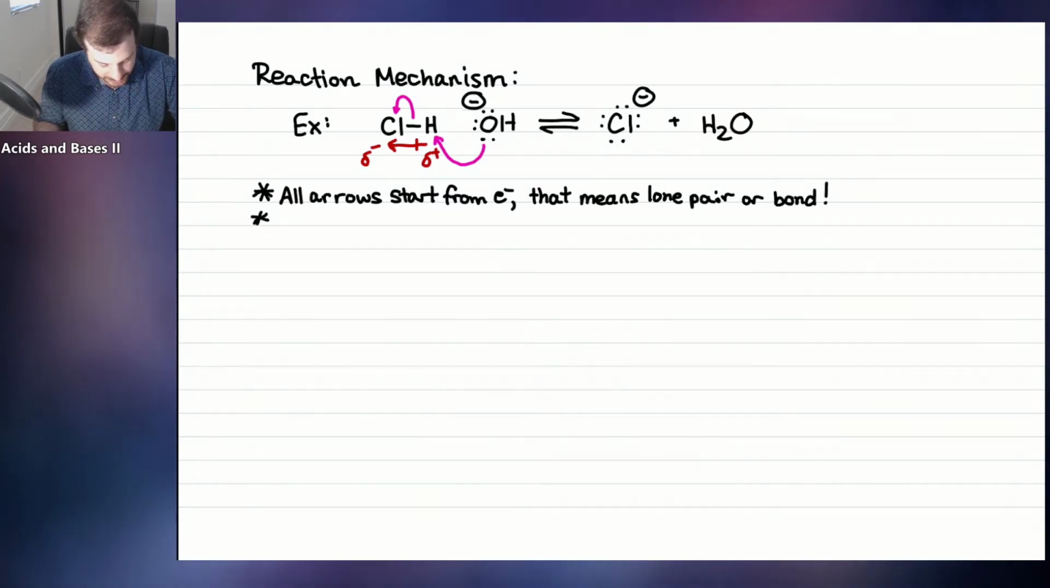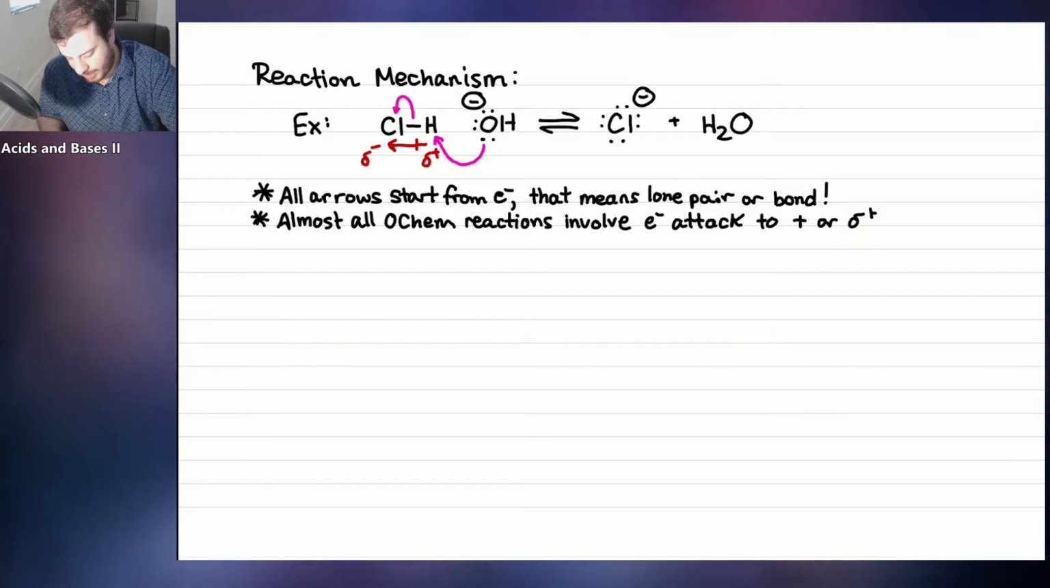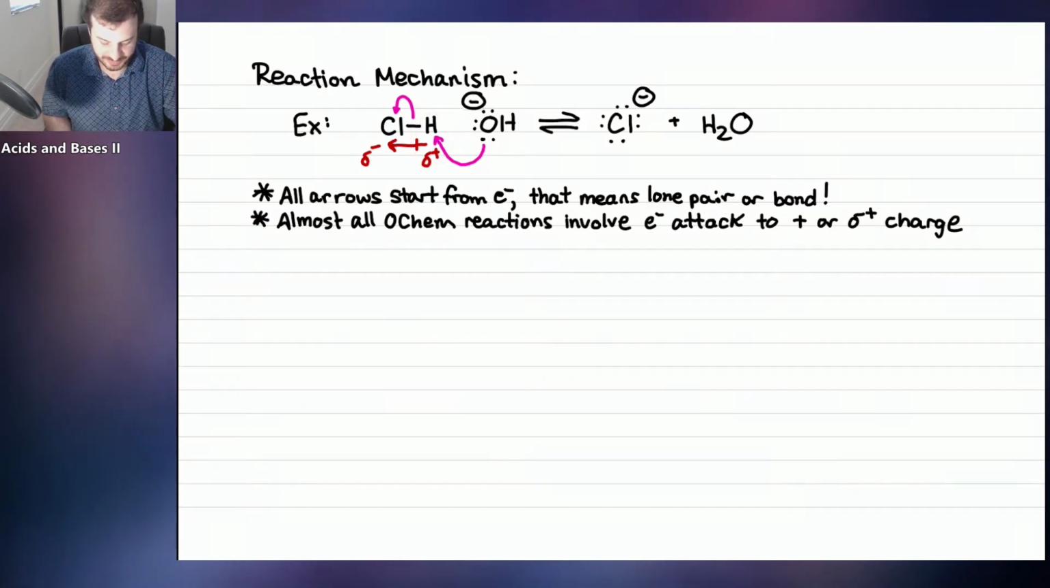And the second comment I want to make, almost all OChem reactions involve electron attack. We're going to see that word a lot, attack. That means the arrow pointing to positive or partially positive charge. We're going to see this a lot where we have electrons attacking something that's partially positive.